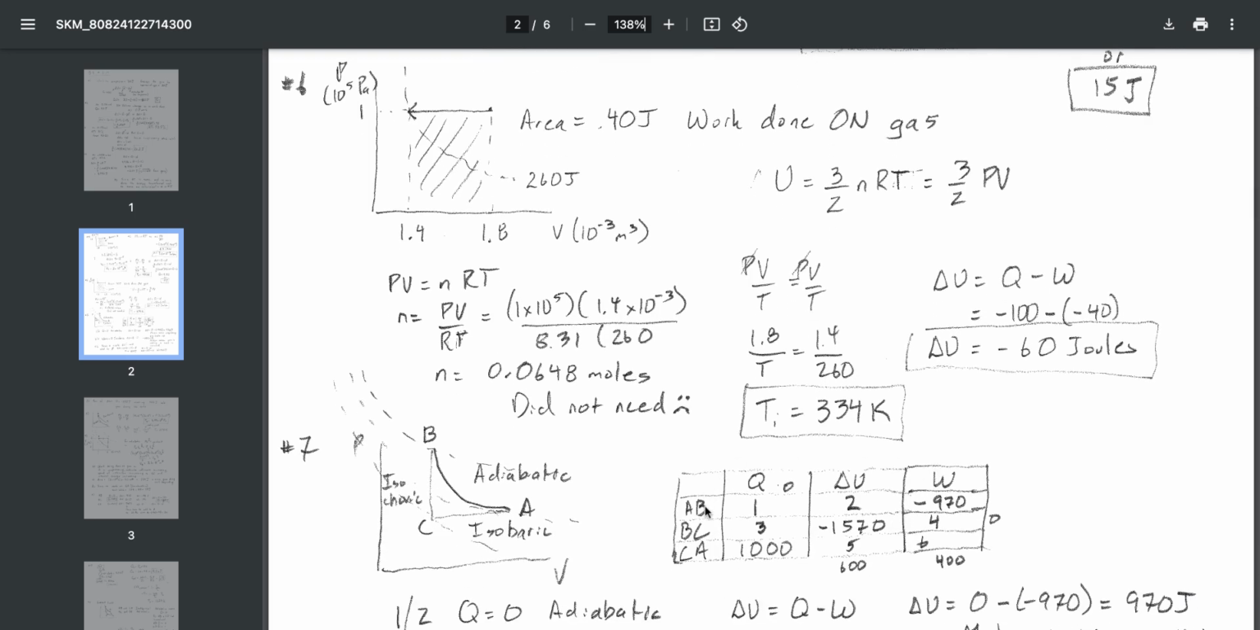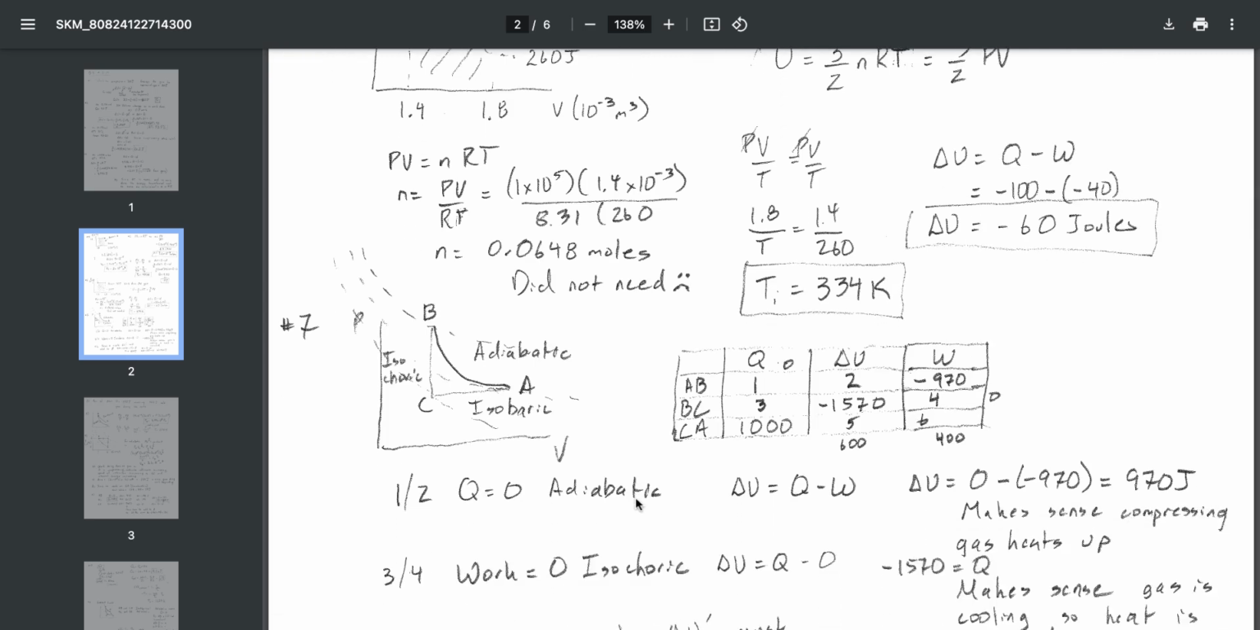All right, these charts right here for number 7 are really, really good for cycles. So hopefully I'm going to use them a lot over the next few problems, and hopefully you will start to use them as well. So for number 7, an ideal gas undergoes a cyclic process that consists of adiabatic compression from A to B, an isovolumetric process from B to C, and an isobaric expansion from C to A.